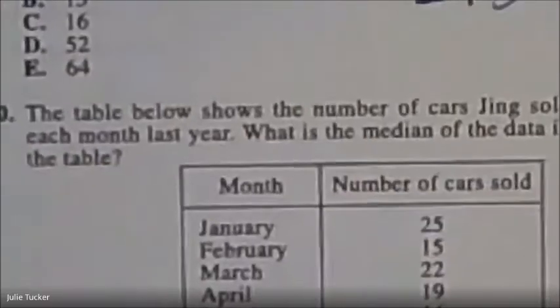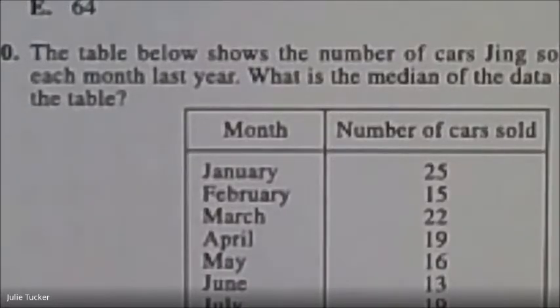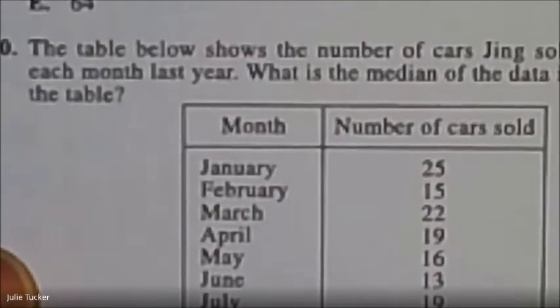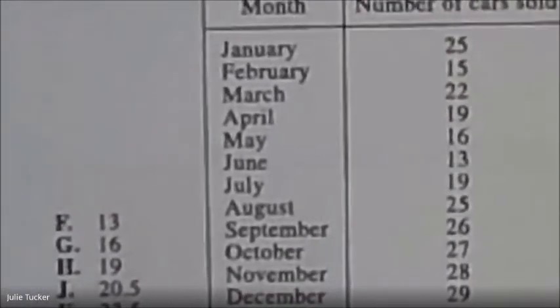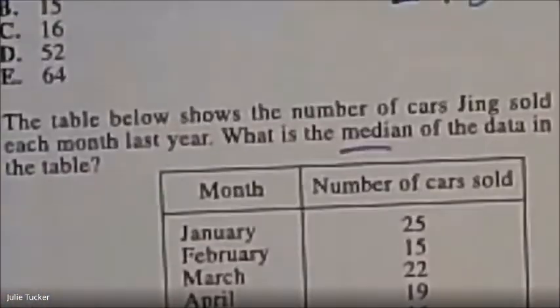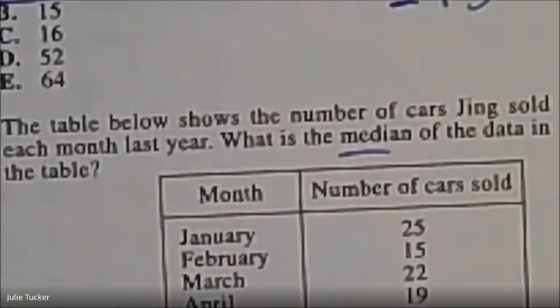Number 10. The table below shows the number of cars James sold each month last year. What is the median of the data in the table? Do you remember what a median is? There's mean, median, mode, range. Median is the middle number.